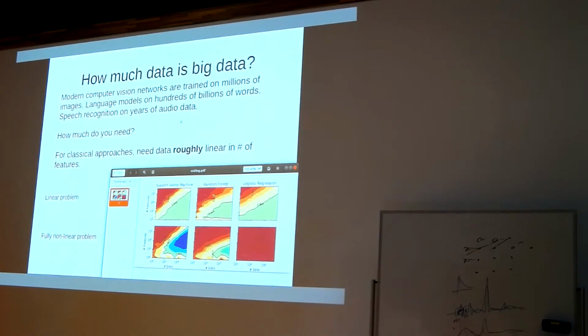So this kind of thing, maybe you need 10 times as much data as features, or maybe you need 3 times as much data as features, or half as much data as features. That might depend on details. But as you scale up the problem, you're going to need more data.